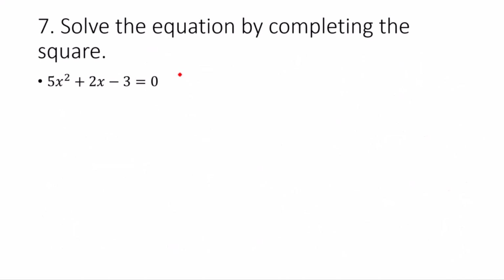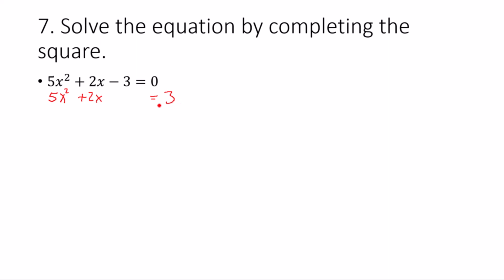Next, we'll look at number 7. Looks as though we've got another challenge on our hands. So, first thing we'll do is we're going to leave room for completing the square. So, 5x squared plus 2x, and we'll move the 3 over here. Now I need the 1x squared, so I'm going to divide everything by 5. We want 1x squared.